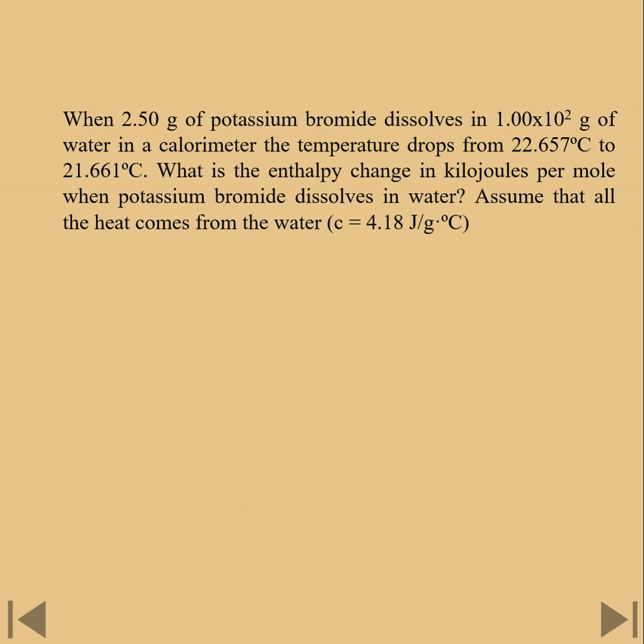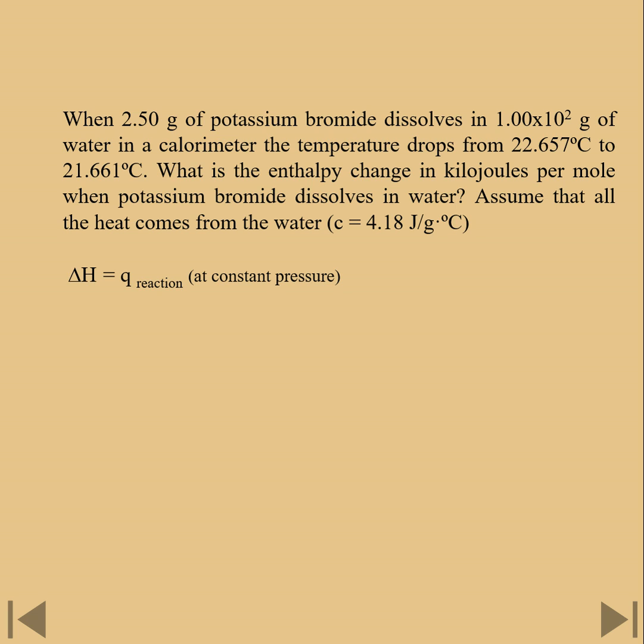Okay, when 2.50 grams of potassium bromide dissolves in 100 grams of water in a calorimeter, the temperature drops from this to that. What is the enthalpy change in kilojoules per mole? So we're after a specific unit when potassium bromide dissolves in water. Okay, well, our primary equation, we're after the enthalpy, and we really only see one equation.